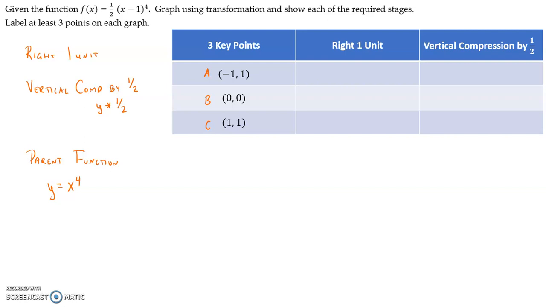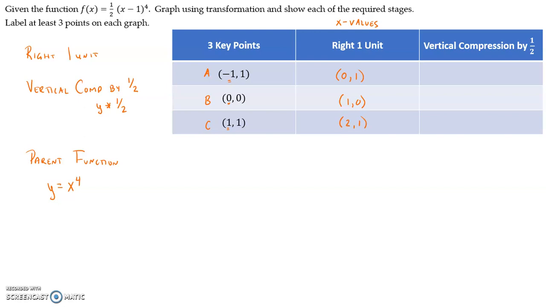And let's start applying the transformations to each point. So the first transformation we want to do is moving our graph to the right 1 unit. So keep in mind that's going to impact our x values. And we're going to go ahead and shift each of these points right 1 unit. So the point -1, 1, if we move it to the right 1 unit, it's going to become the point 0, 1. Point B will become the point 1, 0. And point C will become the point 2, 1.